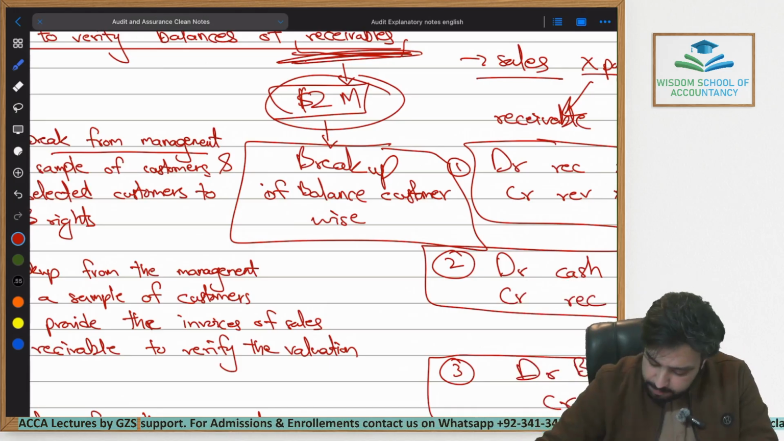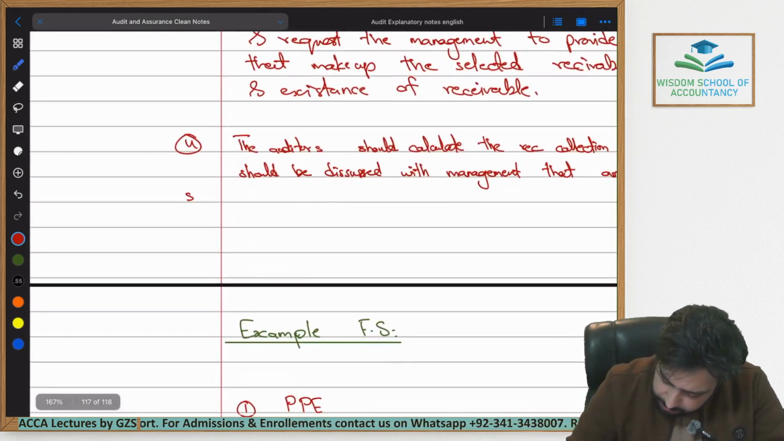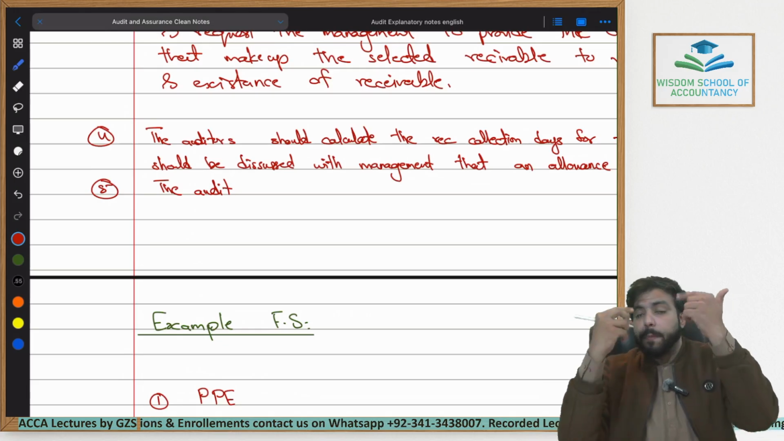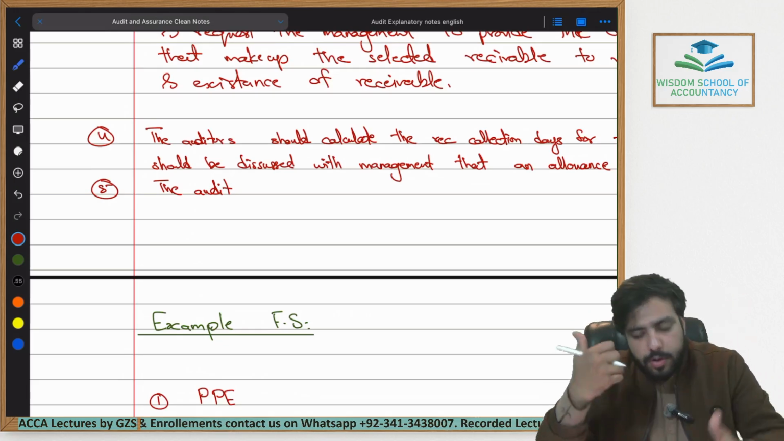So this is another procedure that we can make right now. This is the fifth one. The procedure was the auditors. First, they have to obtain what? First, they have to obtain the aged receivable listing, which they will have to request from the management.